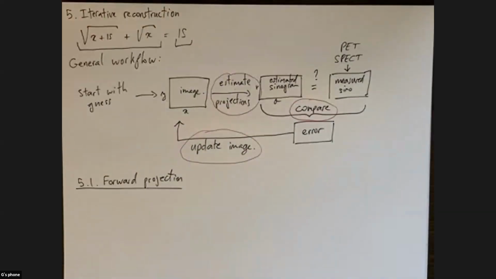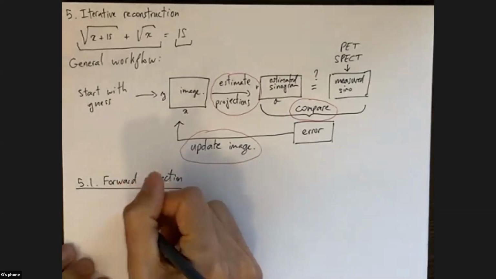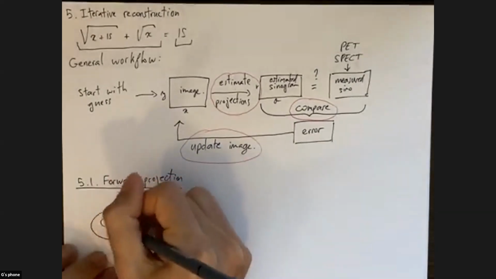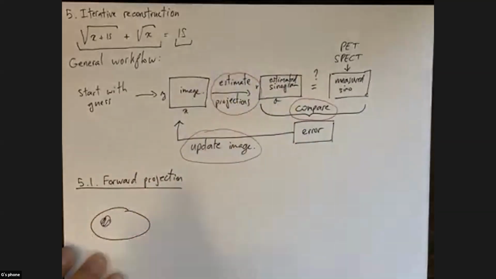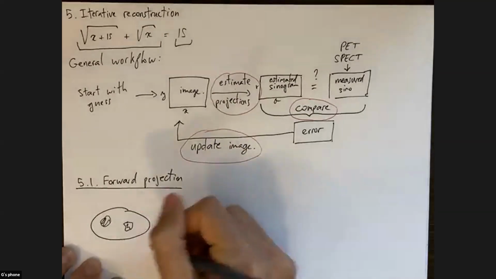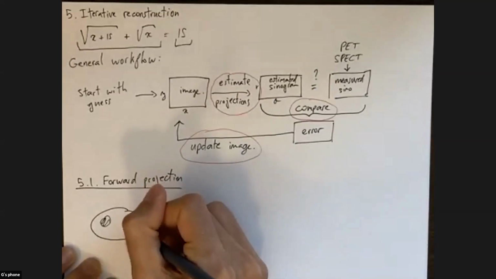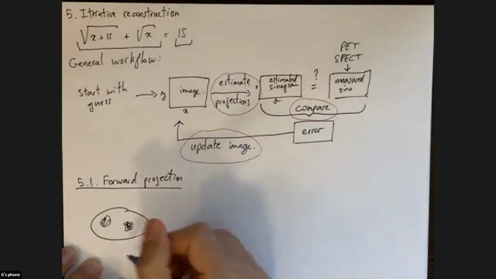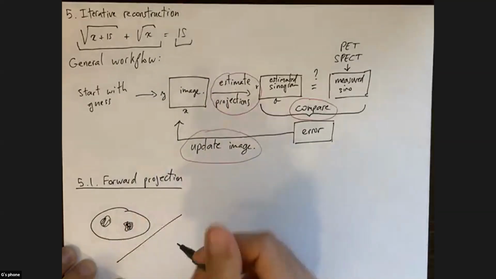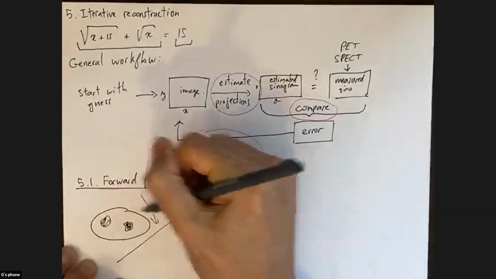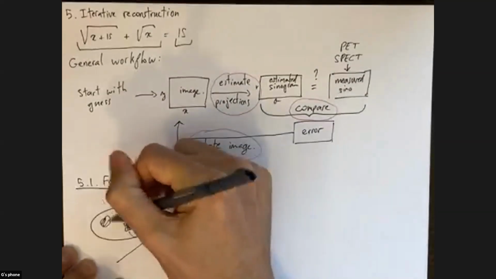The idea is we're starting with an image. This is my current image estimate, and let's assume it looks like this. We're trying to estimate the projection of this image onto a sort of virtual camera. This is actually being done computationally. Again, we can assume we have those integration lines going on here.